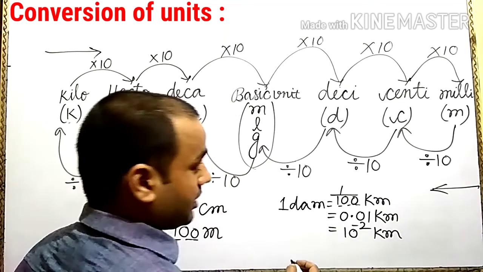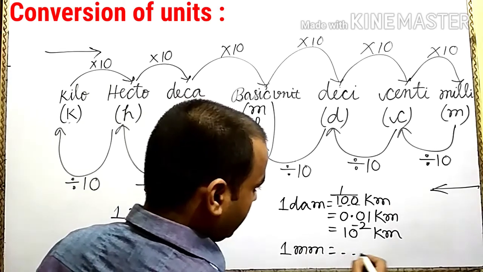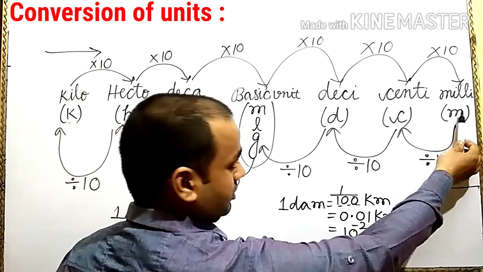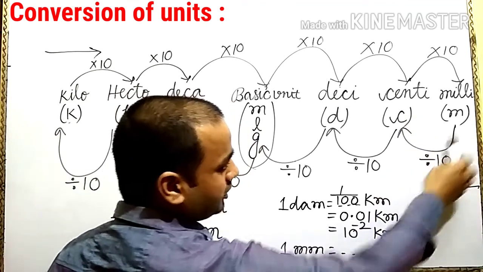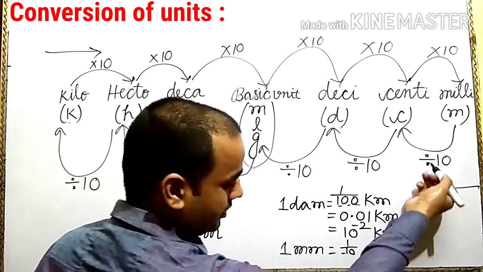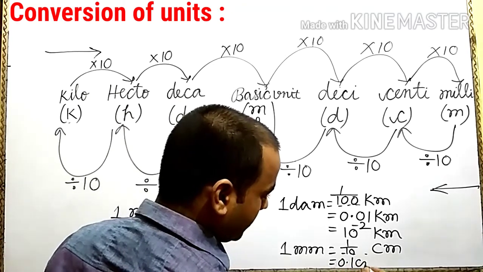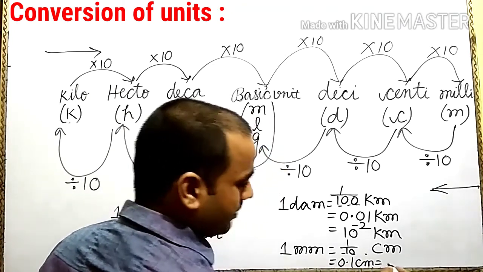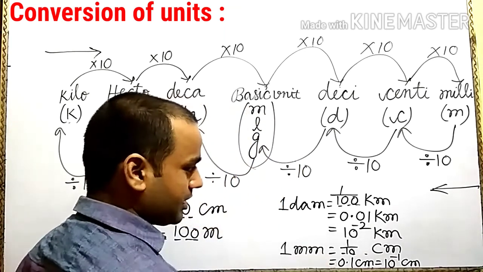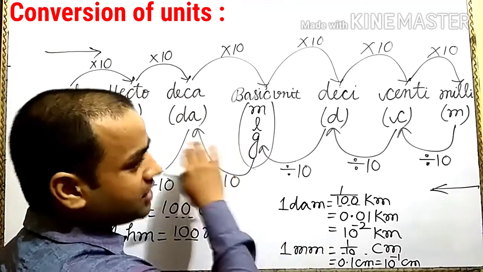Is it clear? Take another example, 1 millimeter is equal to blank centimeter. Where is millimeter? Here. Centimeter means going right to left, 1 step only. So we write the answer 1 by 10. Division here, so write 1 by 10. In other words, write 0.1 centimeter. In other words, 10 to the power of minus 1 centimeter. Is it clear? So all students, practice with the help of this chart.